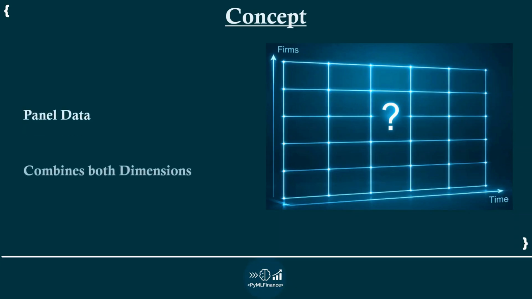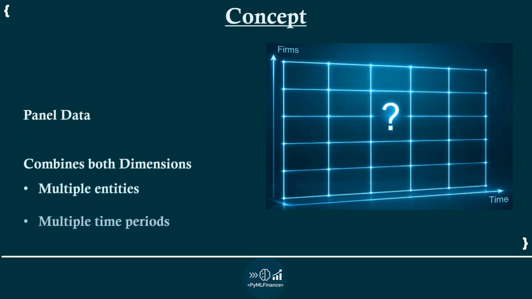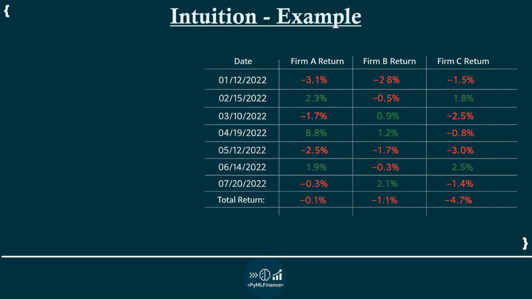Panel data combines both dimensions, multiple entities observed across multiple time periods. The idea is simple. We observe many firms, and for each firm, we track values over time. So, we are combining cross-sectional and time series perspectives here.